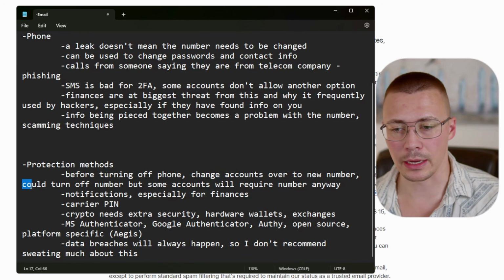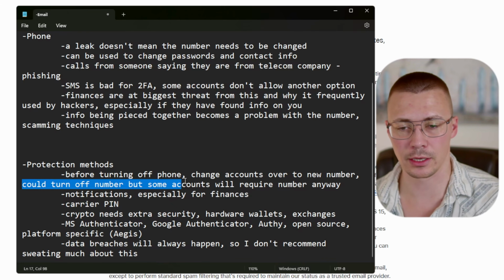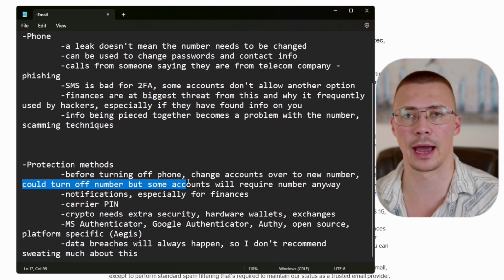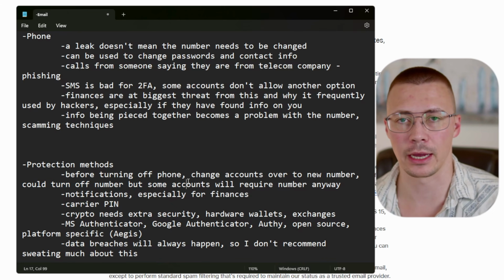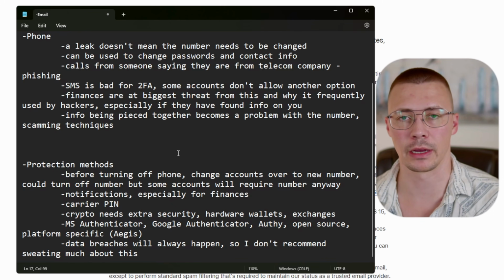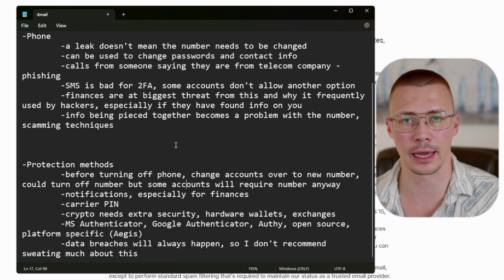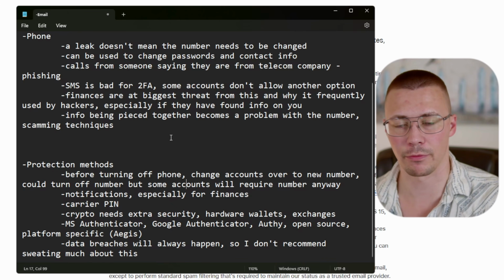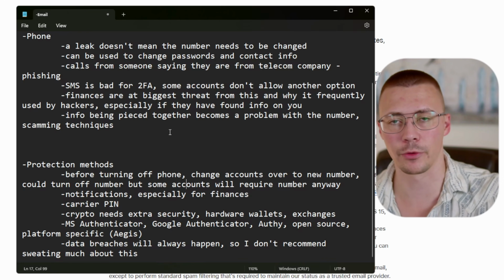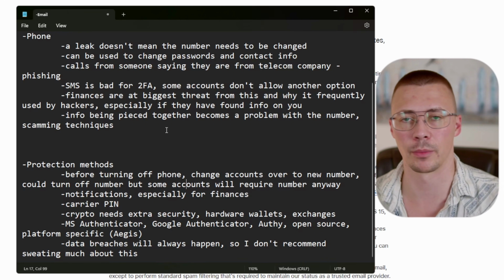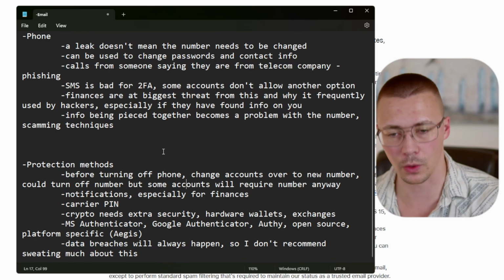The thing to keep in mind is that even if you turn off two-factor authentication, I've noticed some websites will have forced two-factor authentication where you can't turn it off, but then they'll only do things like SMS. So in that case, before you even turn that phone number off, just make sure you migrate all of your accounts over to the new phone number first before you shut the old number off.